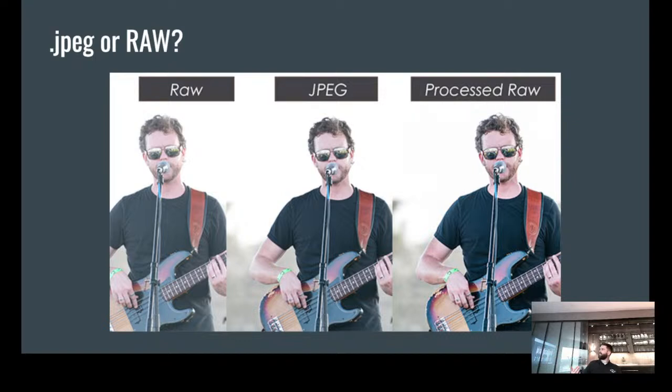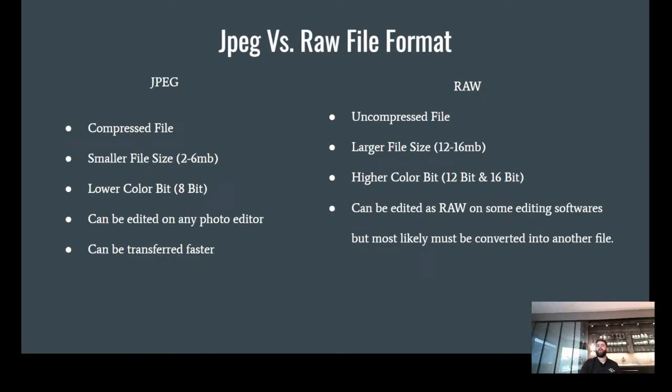Some people don't want to shoot in RAW, and that's always up to the shooter. The differences between them, and now I've kind of got this slide to really go through it. A JPEG file, it's a compressed file. It's a smaller sized file. By that I mean it's 2 to 6 megabytes in size, so it relatively takes up no storage. You can get thousands and thousands of JPEGs on a 64 gigabyte SD card before you run out of storage.